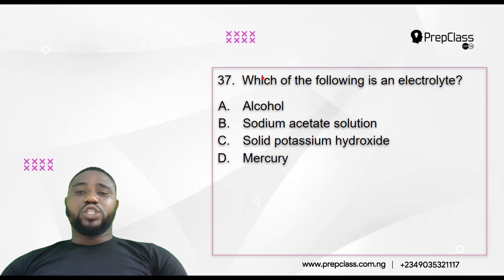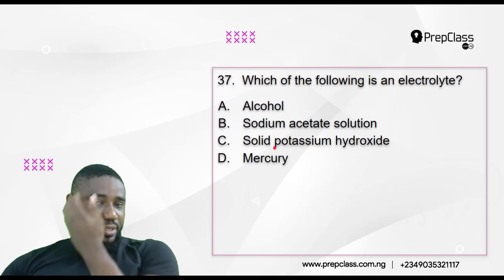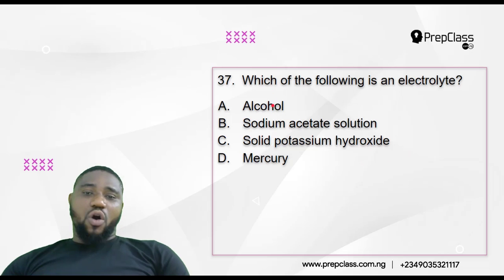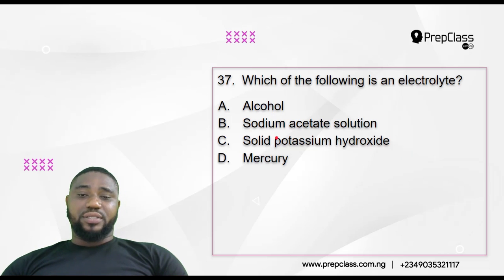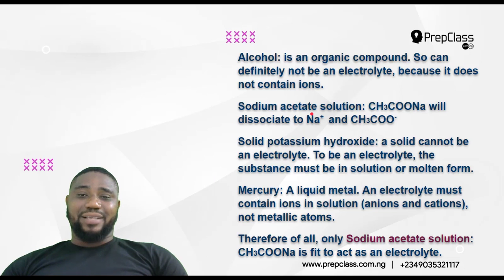37. Which of the following is an electrolyte? Is it alcohol? Is it sodium acetate solution? Is it solid potassium hydroxide? Is it mercury? Which of them is an electrolyte? Let us analyze them.